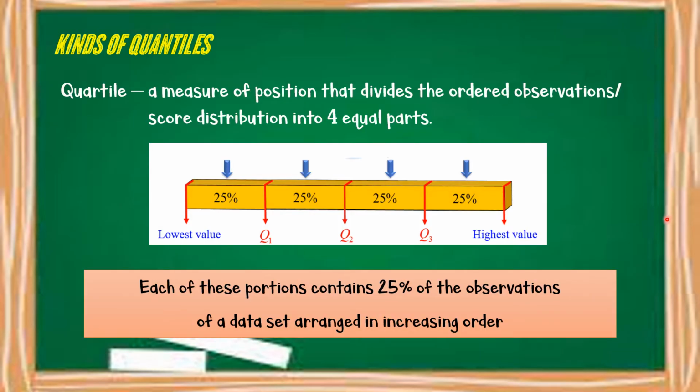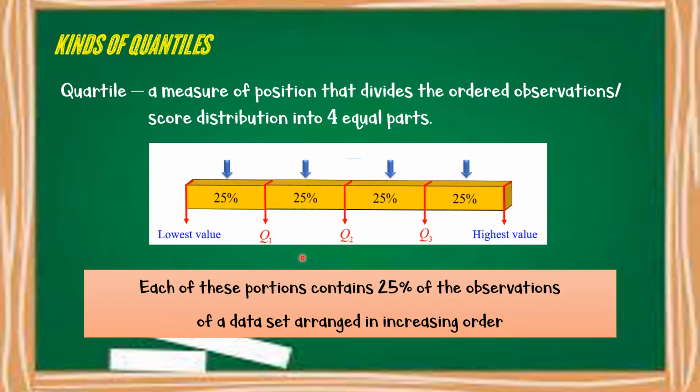Let's discuss first the quartile. When we say quartile, from the word itself, quart, the distribution is divided into four equal parts. Quartile is a measure of position that divides the ordered observations or the score distribution into four equal parts. For example, this is the diagram. This is the whole part, the yellow one. When you divide it into four, they are 25% each, right? From the lowest value up to the highest value.